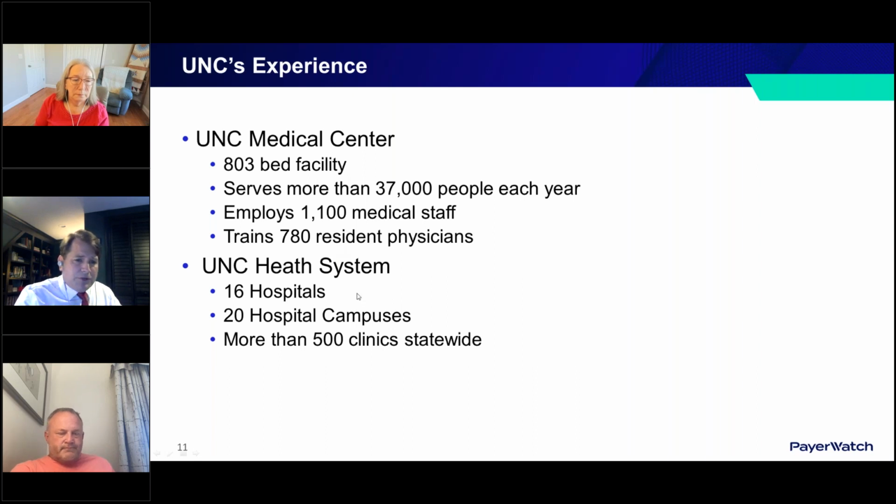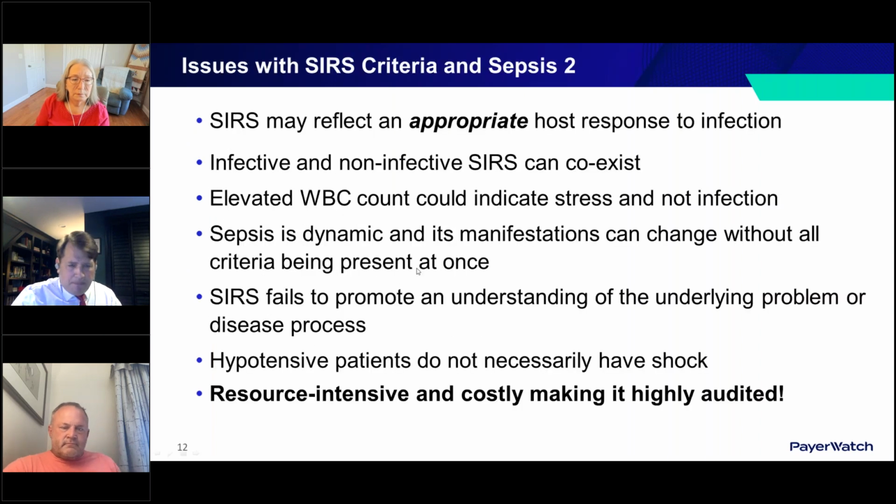Our system, of course, is bigger than what our medical center is in Chapel Hill proper. We have 16 hospitals, 20 hospital campuses, and about 500 clinics statewide. And we were finding that over the last several years, the agreement amongst our staff and physicians and sepsis educators has really shifted to favor more of a Sepsis-3 perspective.